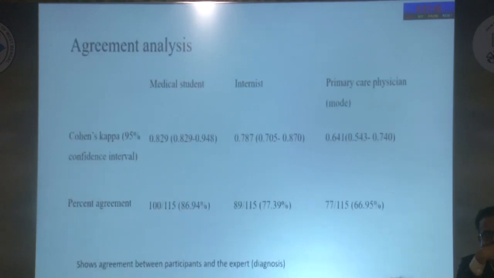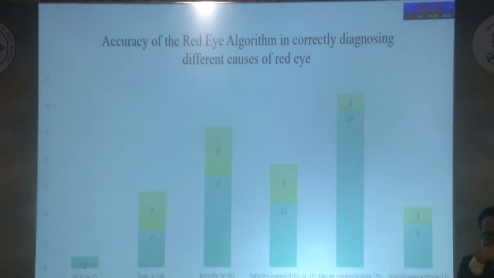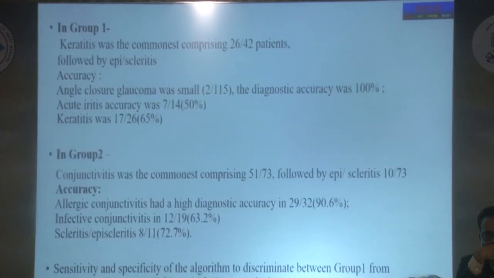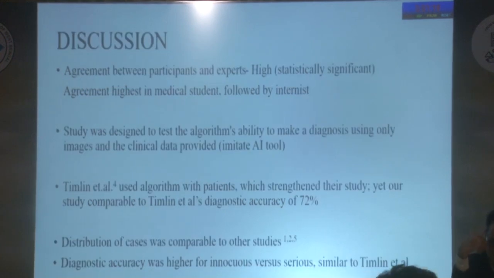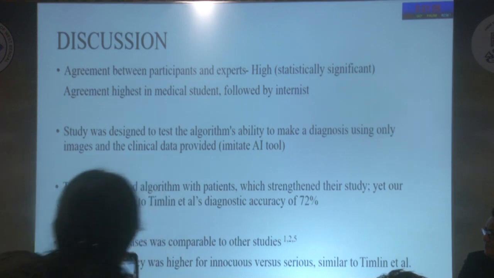Our agreement analysis was quite high, especially with the medical student, followed by the internist. This was our Cohen's kappa. It was 0.829 in the medical student, and 0.787 in the internist. This was our individual diagnostic accuracy for each of the diagnoses. In Group 1, the highest accuracy was for ACG, but we had just 2 patients. And in Group 2, it was conjunctivitis at 90%. The agreement between our participants and our experts was very high, and it was statistically significant. As you've seen, the agreement was the highest in the medical student, followed by the internist.